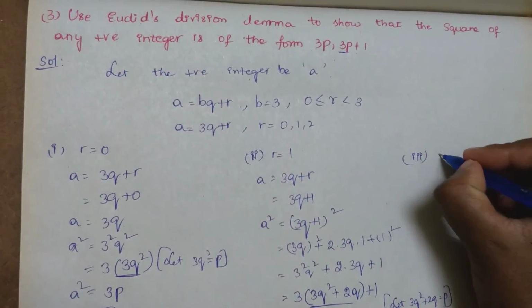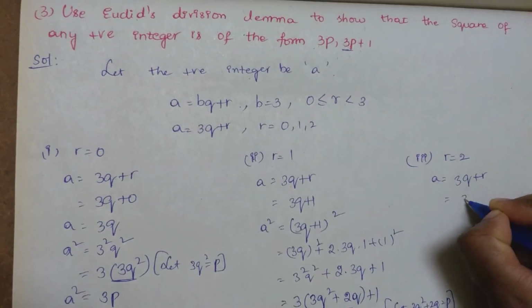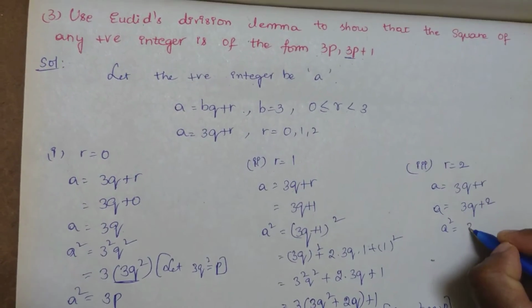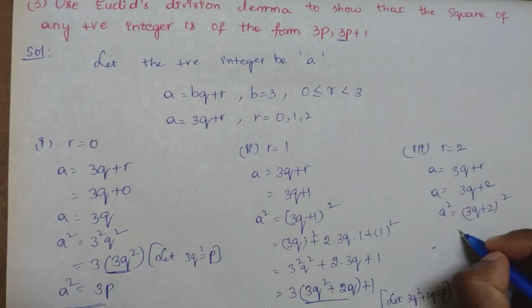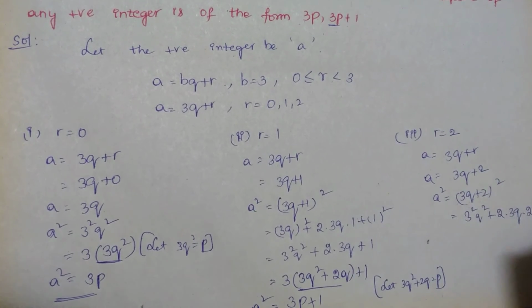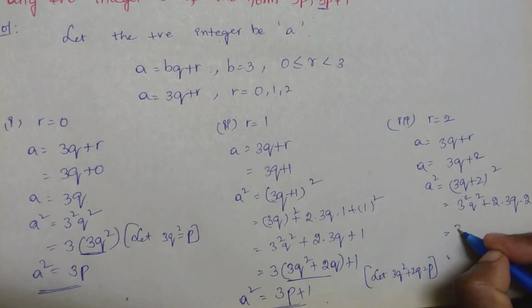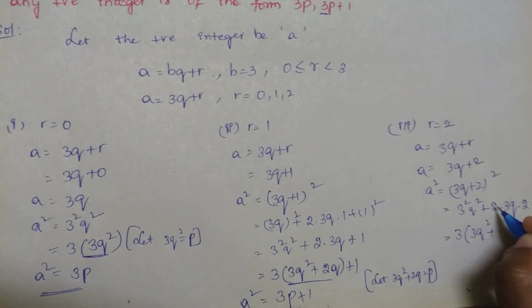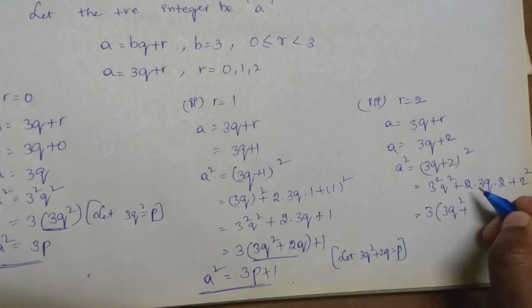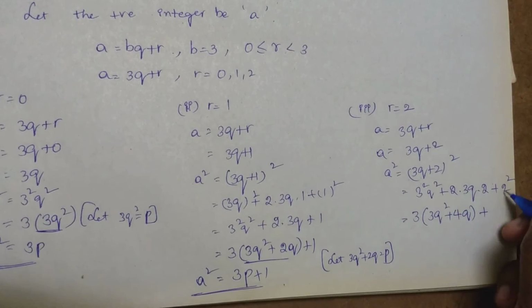Case 3, r equals 2. a equals 3q plus r, substituting r in the equation, 3q plus 2. Squaring on both sides, 3q plus 2 whole square becomes 3 square q square plus 2 into 3q into 2 plus 2 square. Here you can take 3 as common. It becomes 3q square plus 4q, and the remaining term is 4.